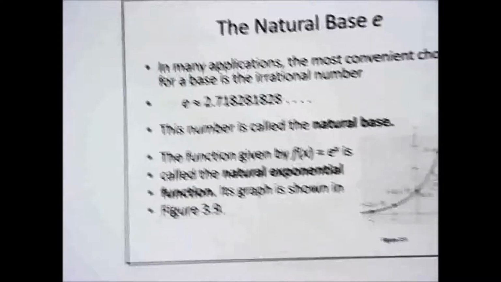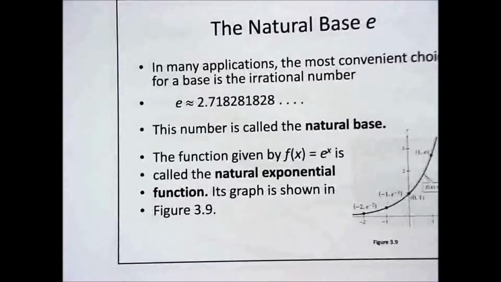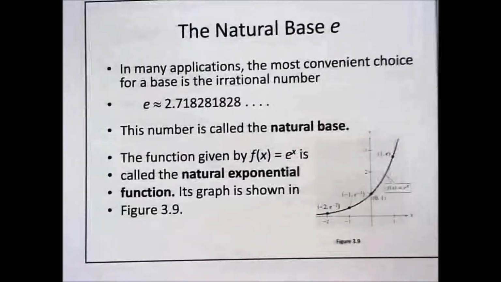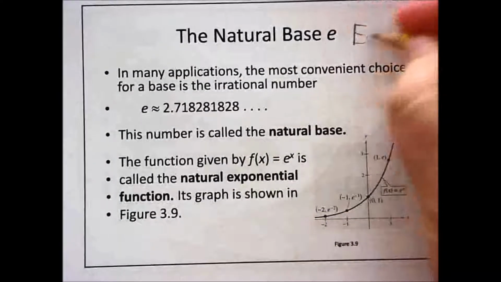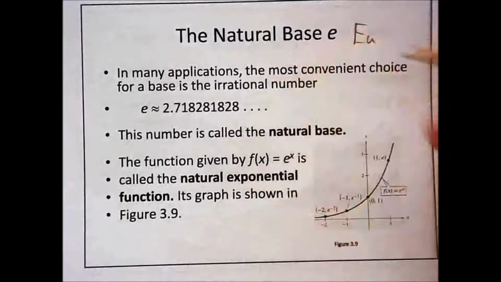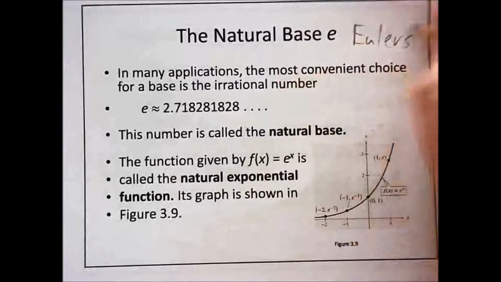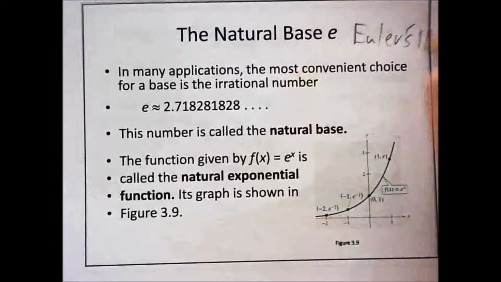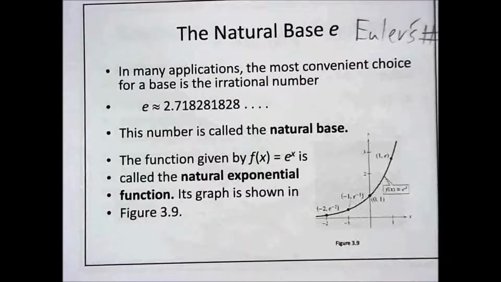Now, you do have a base that shows up quite often, which is e. Remember what e stands for? No. Just a number. Well, it's a guy's name, actually. It's got a name. We named the number. No, the number's named for the guy. It's Euler's number. Okay? That's why it's an e. Euler.